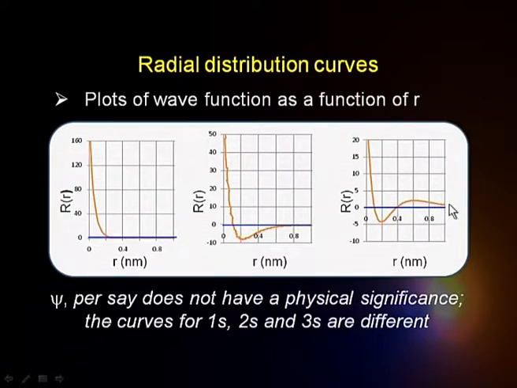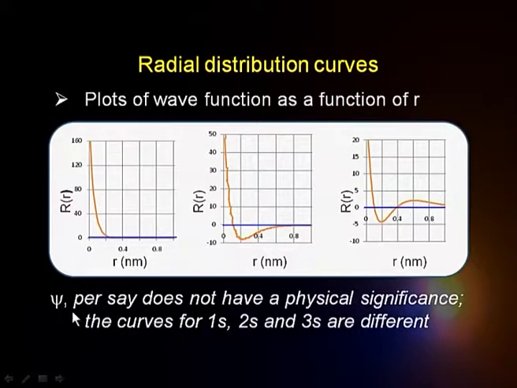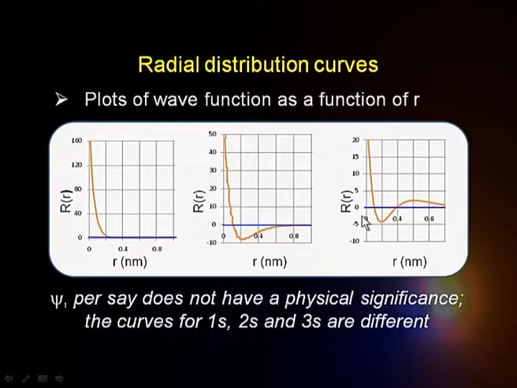Then it comes to a smaller maximum here, starts decreasing, and tapers off, coming parallel to the x axis. So I am looking at the radial distribution curves for the 1s, 2s and 3s orbitals. We know that psi, the wave function per se, does not have any physical significance, as we have discussed earlier. But the plot of the wave function as a function of distance from the nucleus is different for the three orbitals I am talking about. We will read more into it as we proceed.